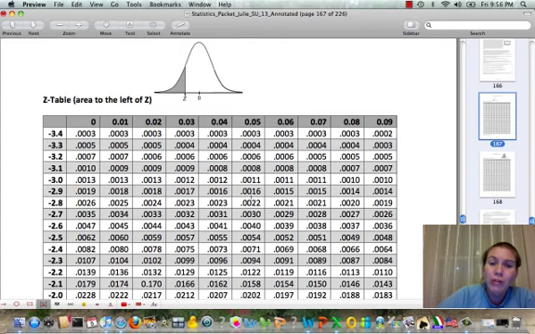So if your z-score was, say, negative 2.47, you would come down the left column until you find negative 2.4, and then up along the top, these columns are the hundredths place. So you would come over to the 0.07 and bring that down to the negative 2.4, and then right there would be your z-score. So let's go ahead and circle it.